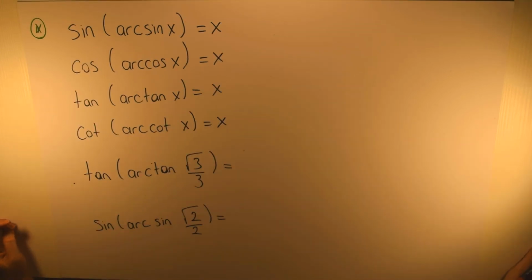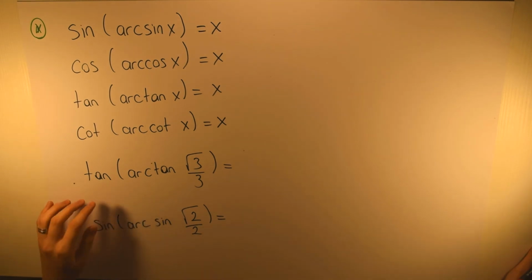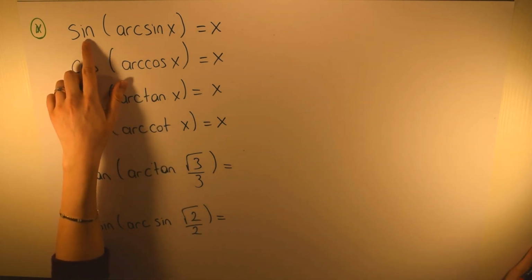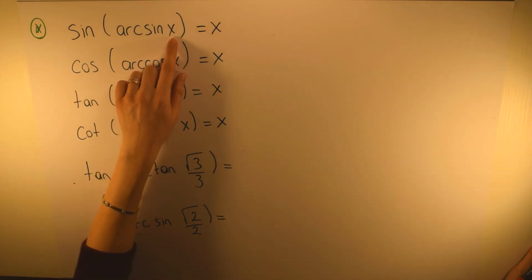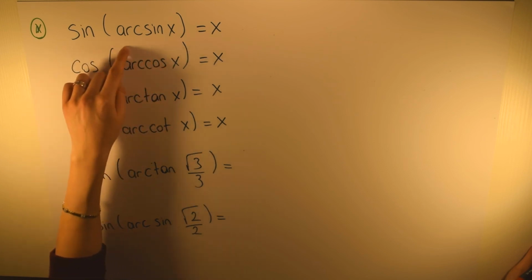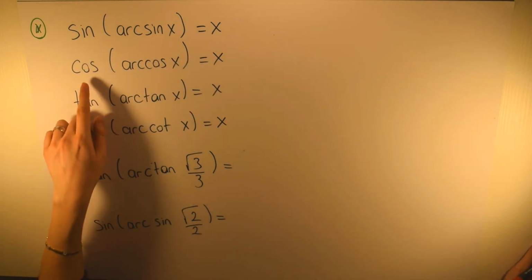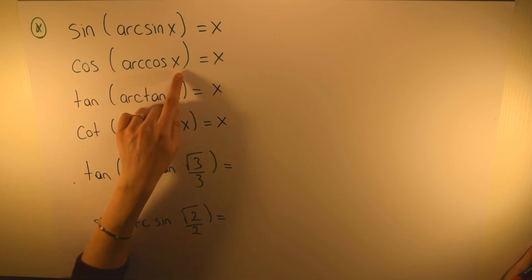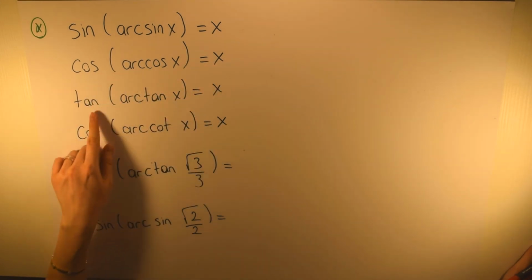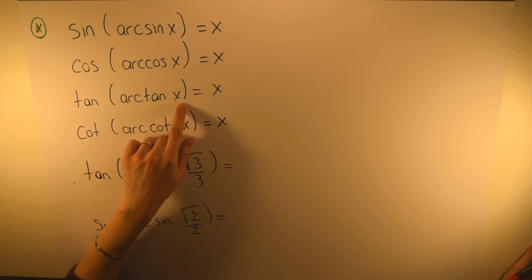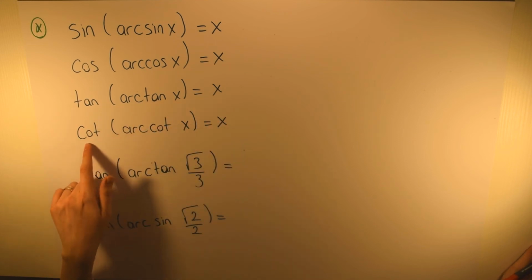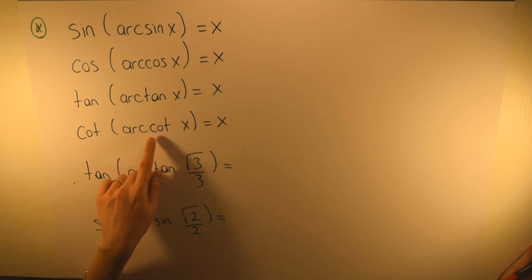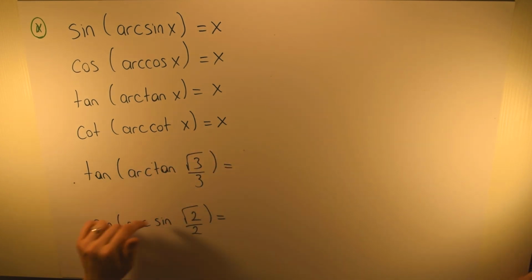Here we have a very useful rule. When we have sine of arcsine x, they cancel each other and we get x. It's also the same for cosine: cosine of arccosine x is equal to x. Tangent of arctangent x is equal to x. And cotangent of arccotangent x is also equal to x.